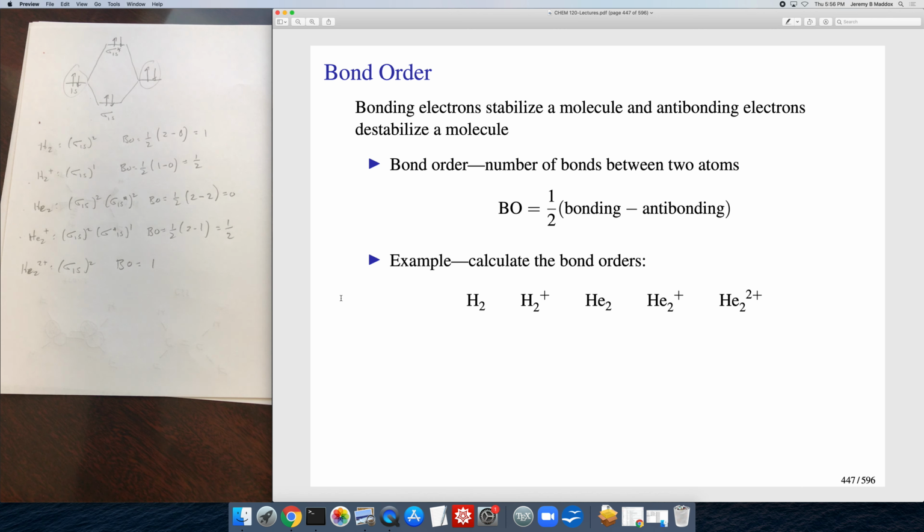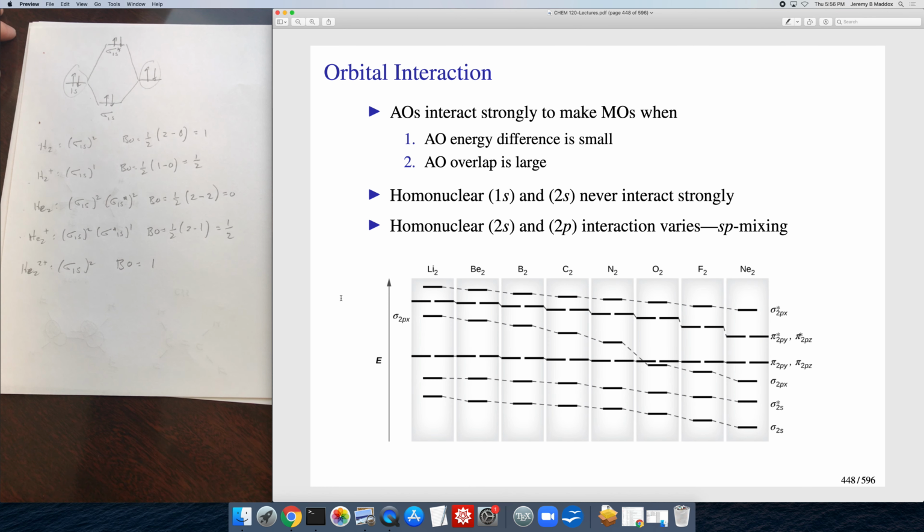All right, so that's what molecular orbital theory predicts for these hydrogen and helium diatoms. What we're looking at on this slide now are homonuclear diatoms from group 2 of the periodic table.